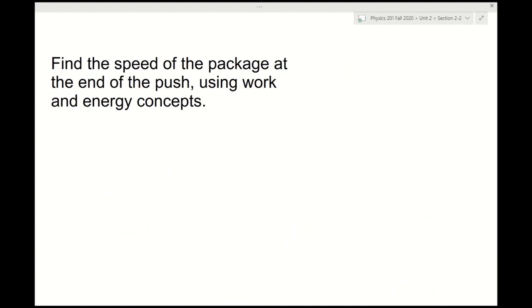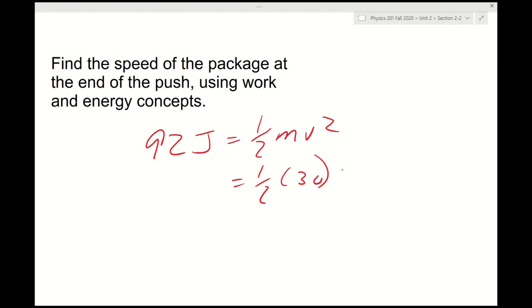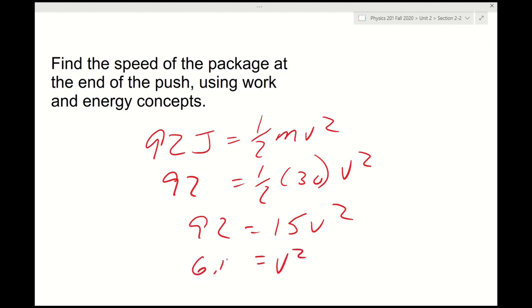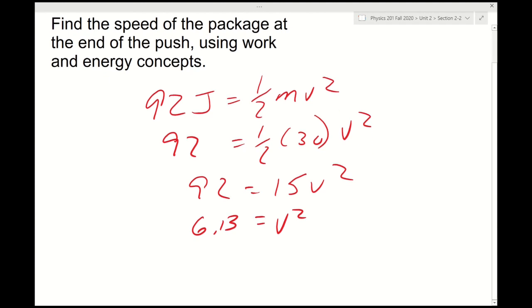So if you want to find the speed of the package using the energy concepts, you know that it was 92 joules, 1/2 mv squared, 1/2 times 30 v squared. So that's 15 v squared is 92. If we divide the 92 by 15, we have v squared is 6.13 approximately. And then the square root of that is going to give us a speed of about 2.48 meters per second.